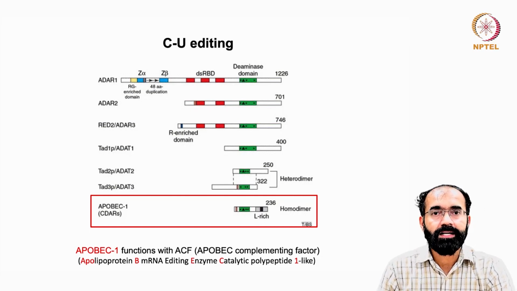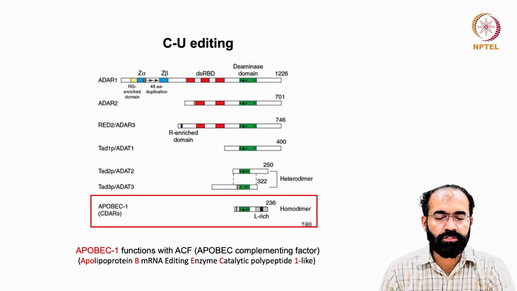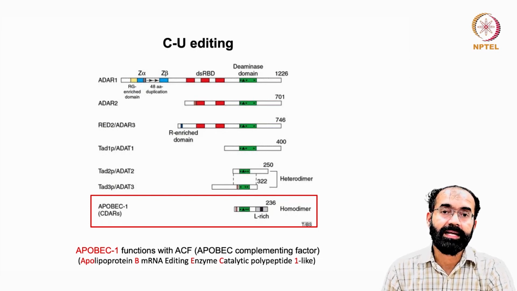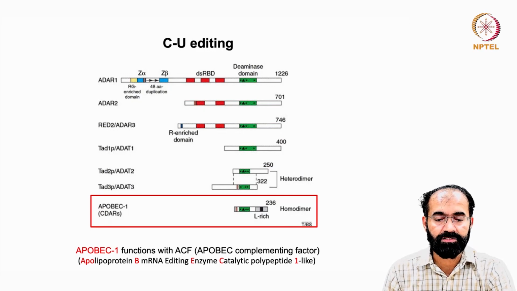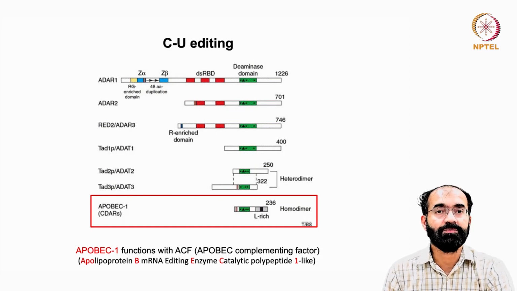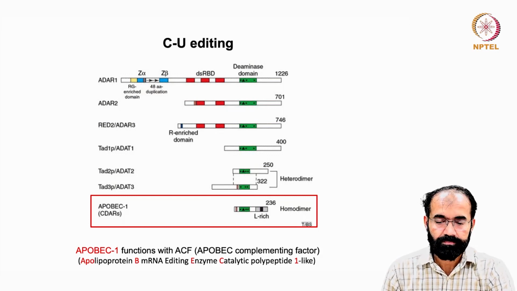So APOBEC is an RNA editing enzyme. Like I told you earlier, some RNA editing molecules will not have an RNA recognition domain, they have the deaminase domain. So they will collaborate, they will always get along with another protein which has the RNA recognizing capacity. APOBEC is one of them. So you see the example ACF here.